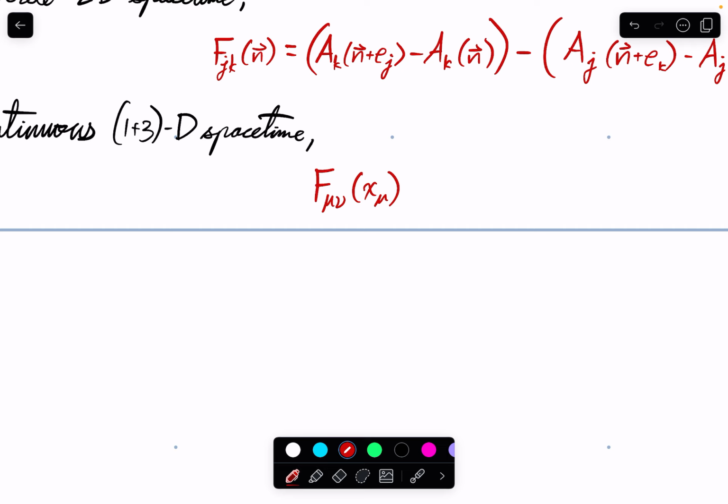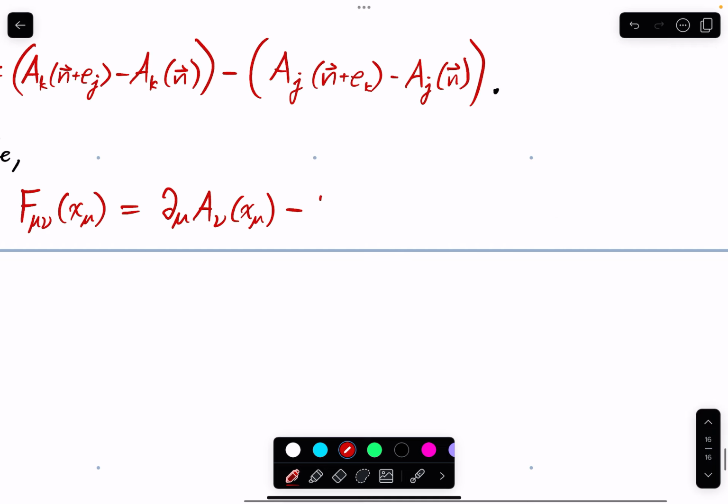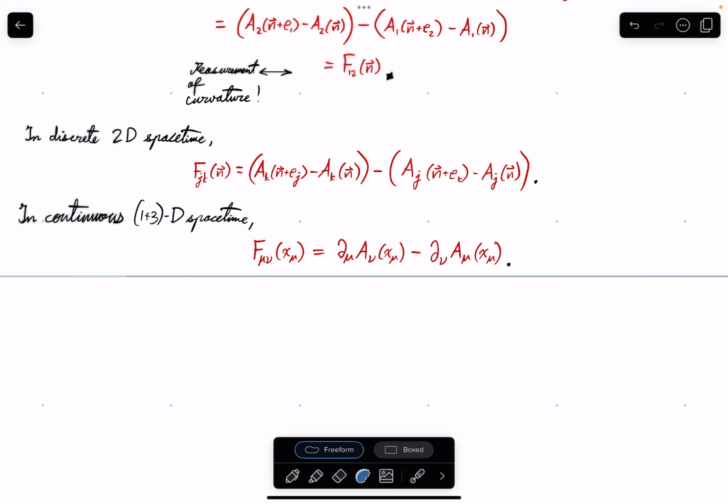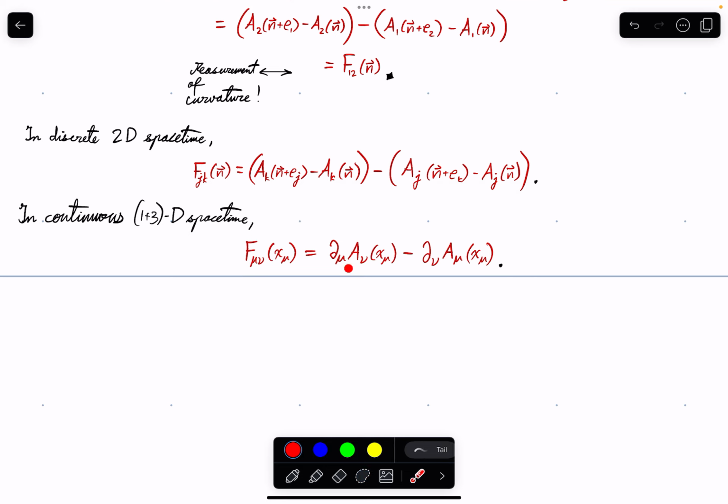So if you're at a point x mu, then it ends up being d mu A nu minus d nu A mu at x mu. And this probably looks familiar to you. It probably looks like curl, and that's because that's exactly what it is. This is the vector derivative of curl.